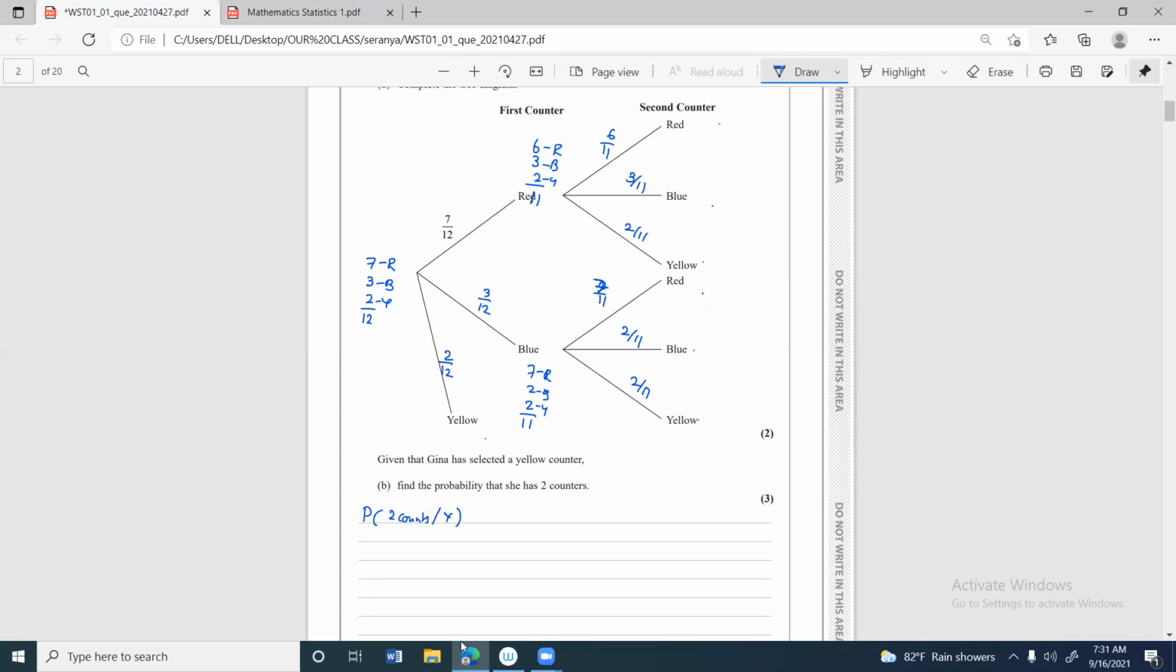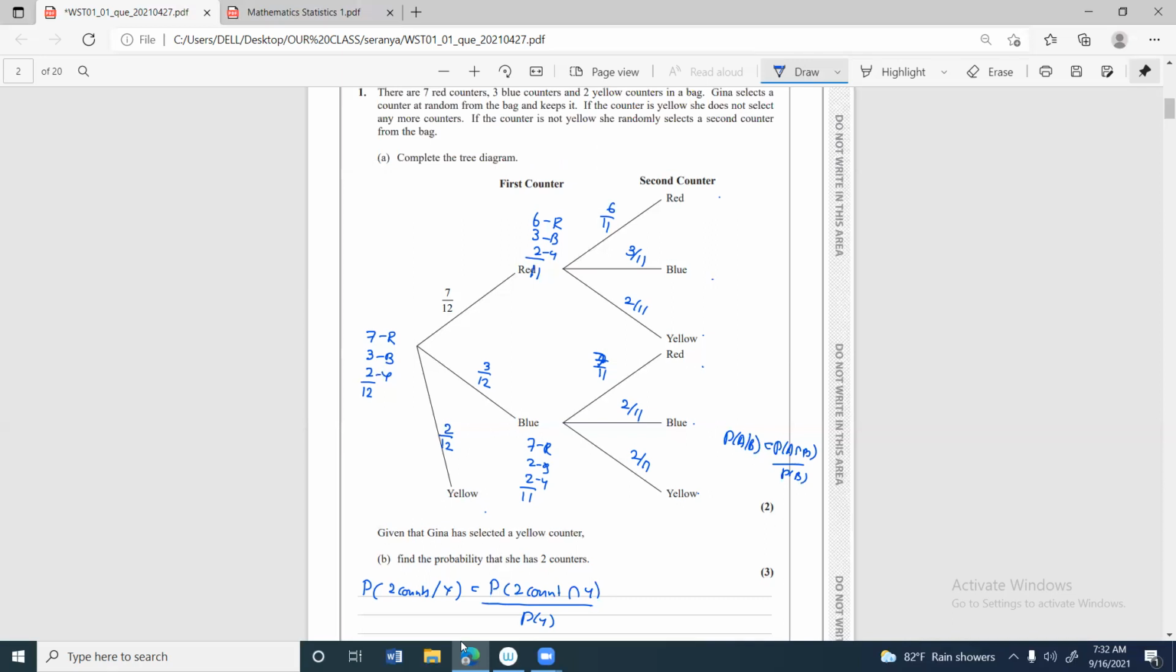Now, according to our conditional probability, A given B, I think you are familiar with this formula: probability of A intersection B divided by probability of B. This is the standard formula for a given condition. So you can write probability of 2 counters intersection yellow counter divided by probability of a yellow counter. What is this statement meaning? It's 2 counters and a yellow counter. That means you need to get a yellow counter and there should be 2 counters as well. So what are the elements for it?